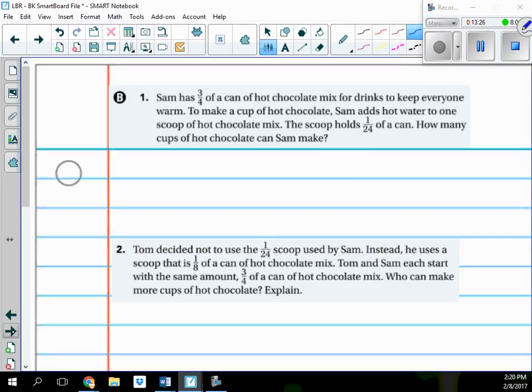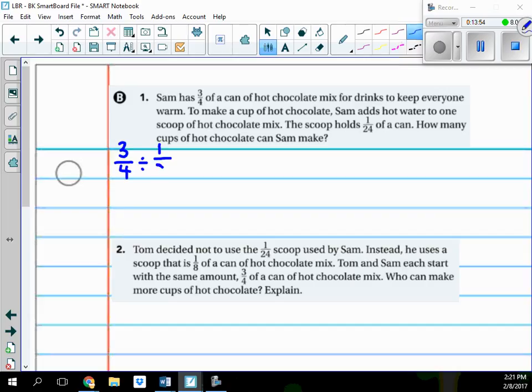All right, so I want you to have a quick conversation with the person next to you. What operation are we going to use and why? And what is your number sentence? Go for it. 3/4 divided by 1/24. All right, Ellis, what is our number sentence going to be? Our number sentence would be 3/4 divided by 1/24.